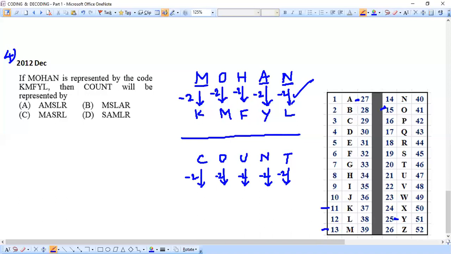C. From C, we have to do -2. C is the third letter. From 3, go 2 positions back. So 3 -2 will give us 1. 1 corresponds to A. Next, O. From O, we need to do -2. O is at the 15th position. 15 -2 will give us 13. So 13 corresponds to M.